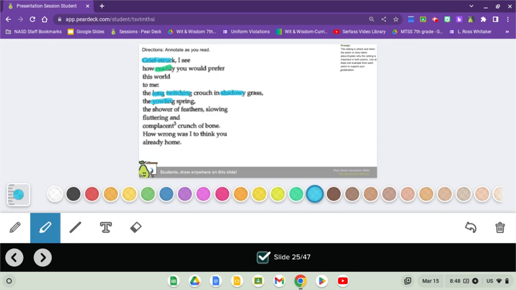Present participle. The shower of feathers, slowing and fluttering, and complacent. Oh, mouse off the computer button. And notice that slowing and fluttering are both verbs with an ing added on the end, right? So those are also present participles. Repeat after me. Present participle. Present participle. Crunch of bone. How wrong was I to think you already home?